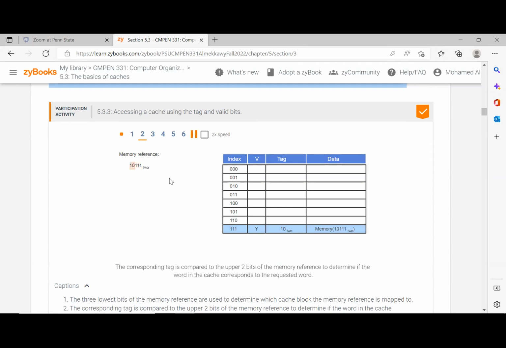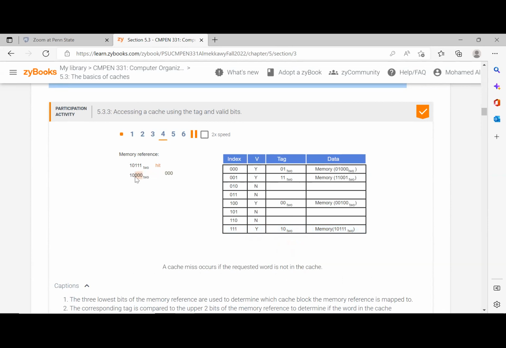Here it explains exactly the same thing. Here is the tag. The tag here is equal. So now it is correct that the word that I requested as a processor is in the cache. Also, I have a valid data bit. So this means that all of the information that I need is satisfied. So this is whatever I'm looking for, and I hit.